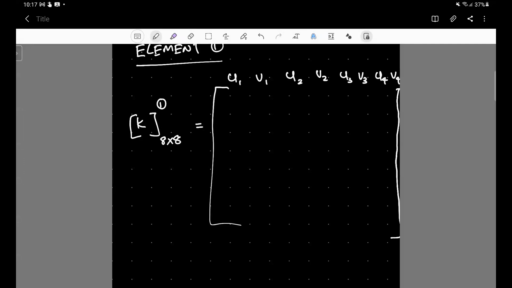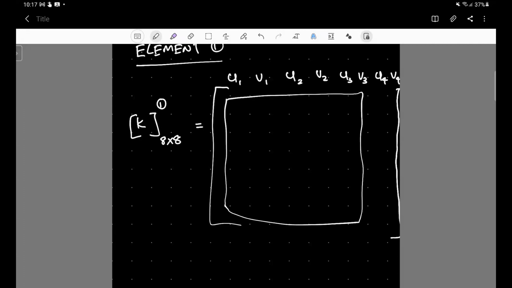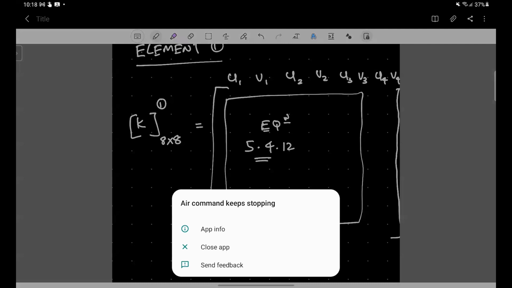And these corresponding terms can be obtained, or you can simply refer to, let's say, equation 5.4, let's say 12 here, to save time. And you can use this submatrix which we obtained from the previous session there, or not directly, because we will be taking some factors out.